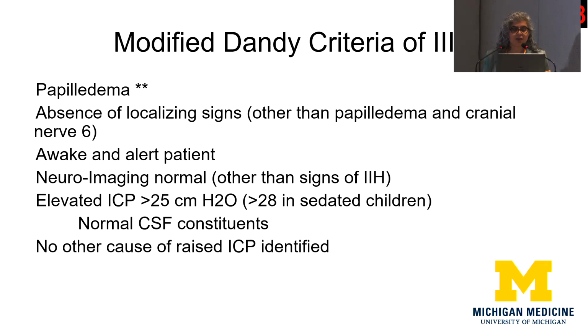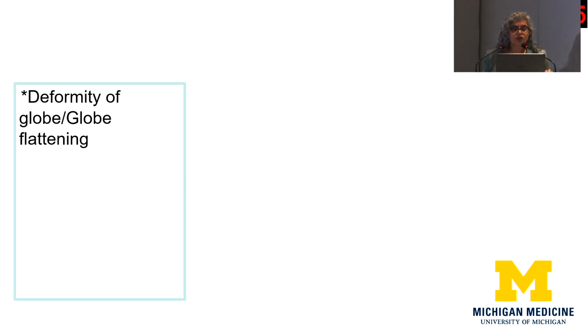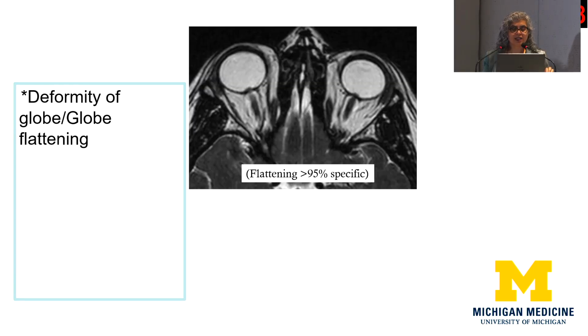So the radiologic features of IIH include deformity of the globe or globe flattening, as you can see here in this slide. I don't have a mouse, so that's okay. I don't think there's a mouse. Is there?